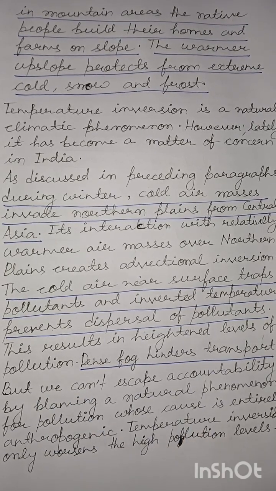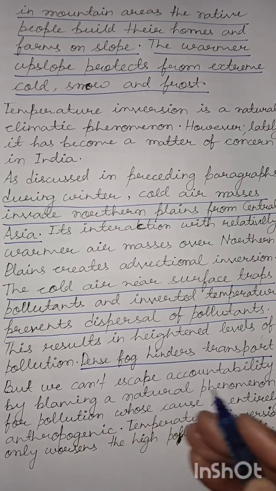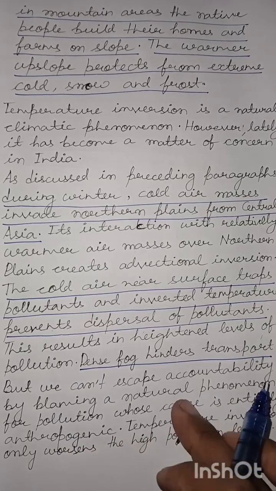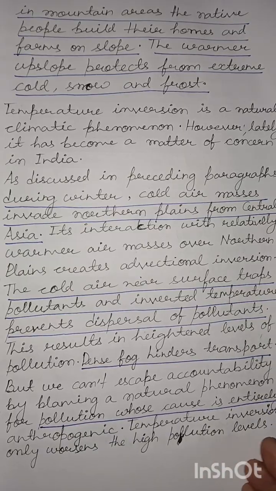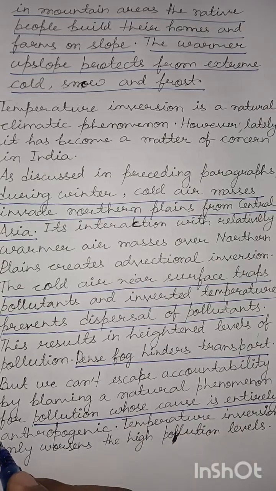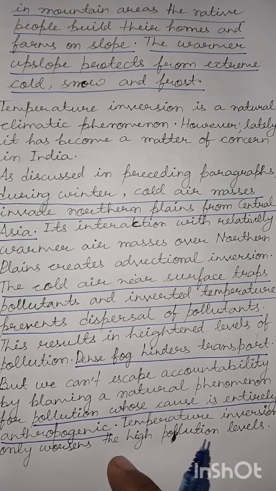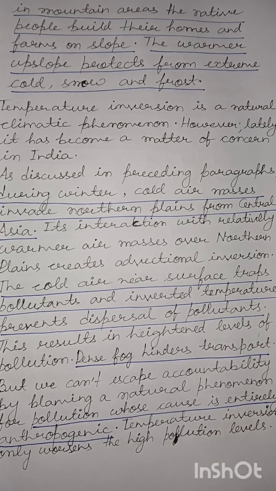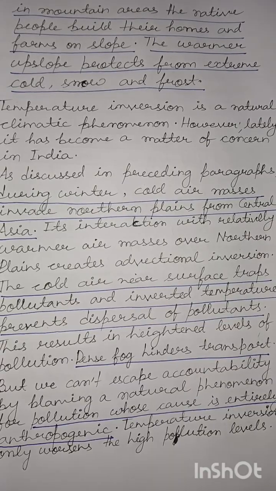But again, the point is, it is a natural phenomenon, and we cannot escape accountability by blaming a natural phenomenon for pollution whose very cause is entirely anthropogenic. We are not going to argue against this point that high pollution level in India is mostly anthropogenic. It is caused by human action. Moreover, temperature inversion only worsens the pollution levels. It did not cause pollution in the first place. Because it prevents the dispersal of pollutants, this leads to greater levels of pollution locally.